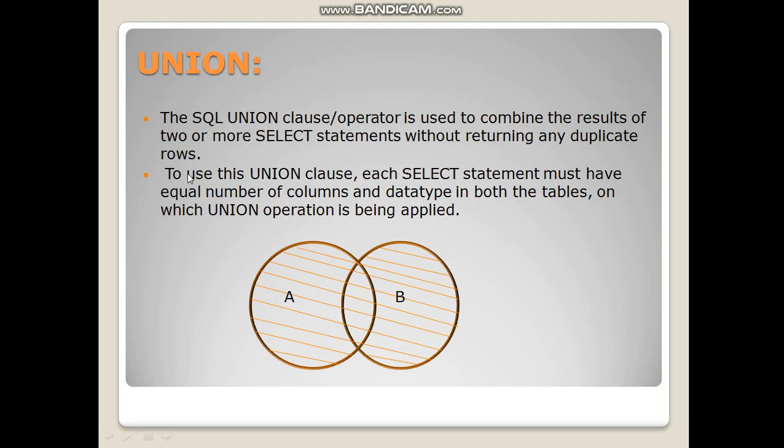To use the union clause, each select statement must have an equal number of columns and data types in both tables. So the condition for using the union operator is that if you do a union on two or more tables, all the tables should have an equal number of columns and the columns should have the same data types. This is the main criterion to execute this query. Now I will show you this with a practical example.